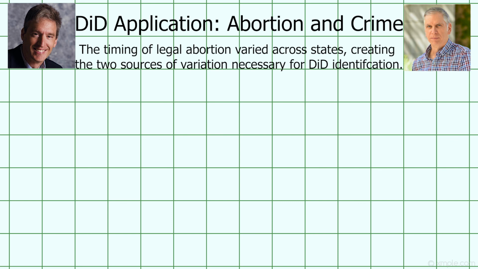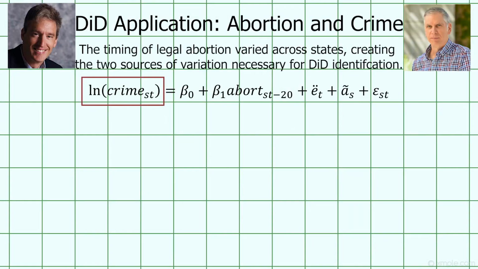Levitt and Donohue's model looks like this. They regress the natural log of the crime rate in state i in year t on the abortion rate in state i 20 years before year t, state and year fixed effects, and 8 control variables including income per capita, the number of police per capita, and beer consumption per capita.